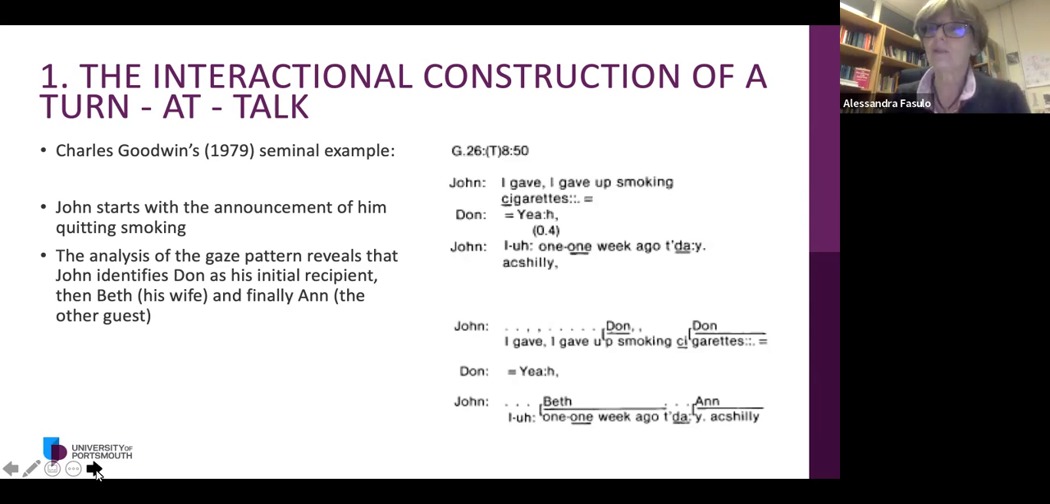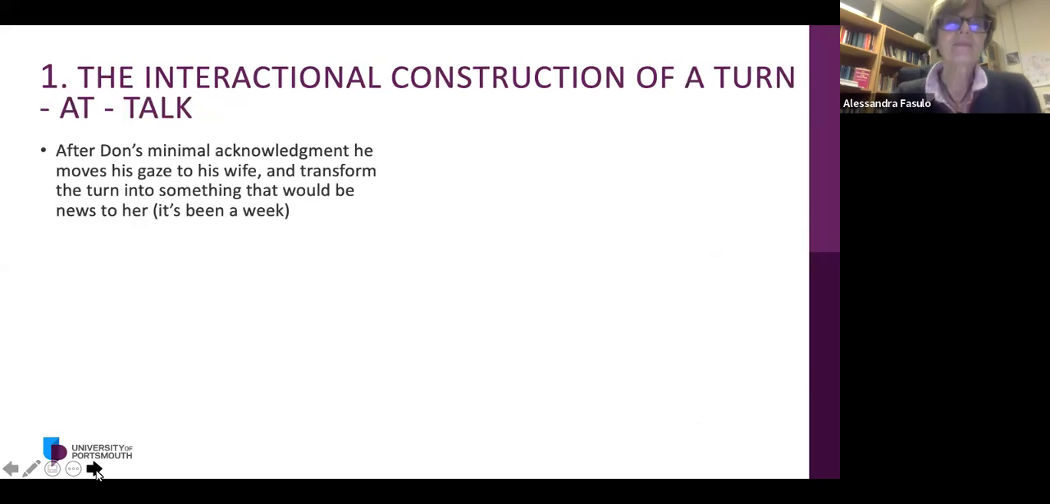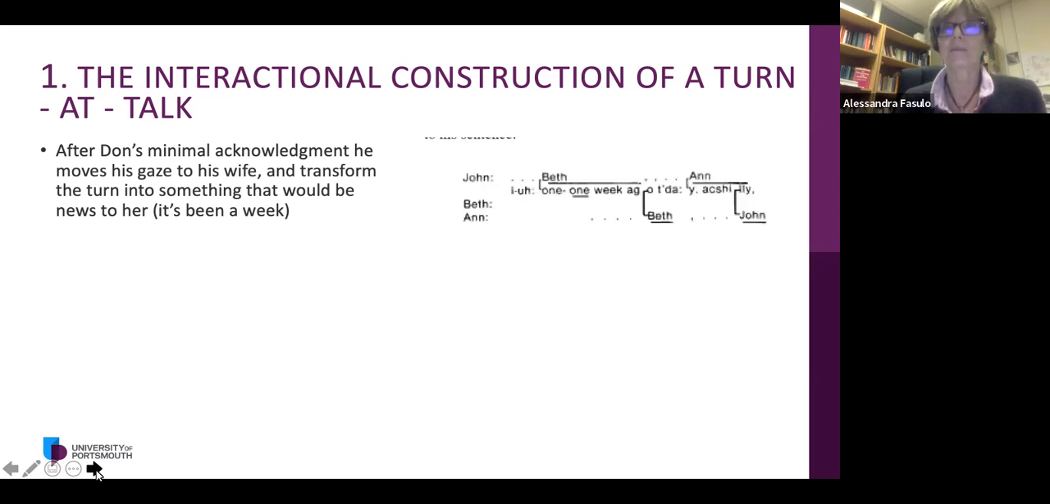Now, if you, like me, have stopped smoking, you know that "yeah" is not going to cut it. You want more than that for having stopped smoking. So after this minimal acknowledgement, he moves his gaze to his wife, but his wife knows. One of the rules of interaction is that you do not speak about something to a knowing recipient; you want an unknowing recipient. But something that John doesn't know about Beth, as a wife, is that it's been a week. So John moves to Beth and then says "one week ago today." That is transformed into news for Beth.